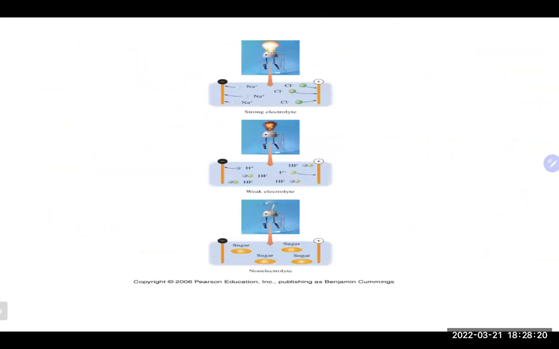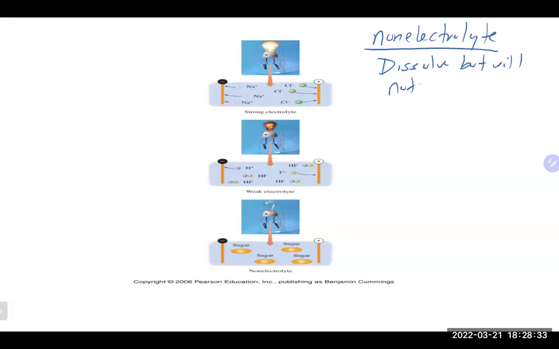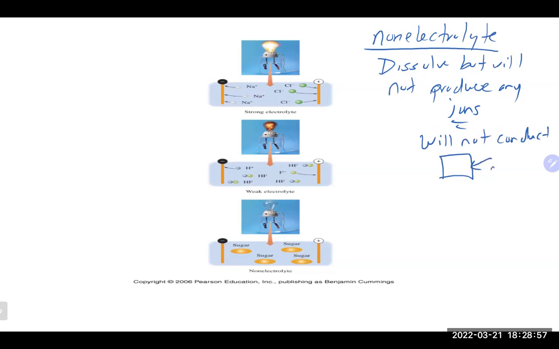One last one is what is referred to as a non-electrolyte. A non-electrolyte basically will dissolve, but will not produce any ions. Because it doesn't produce any ions, there are no ions floating around in that solution, so it is unable to conduct electricity. It will not conduct electricity. Hence, the light bulb does not go on.